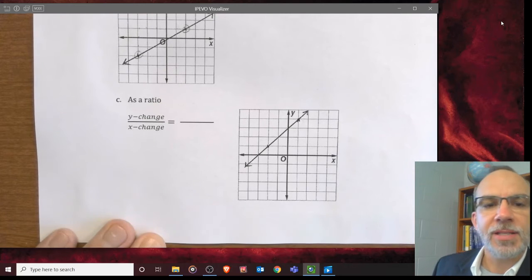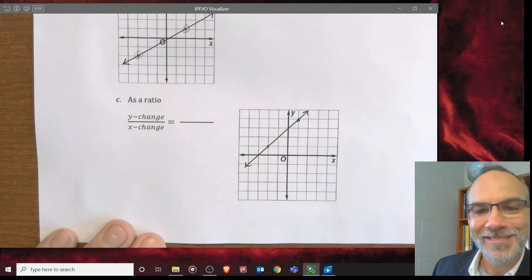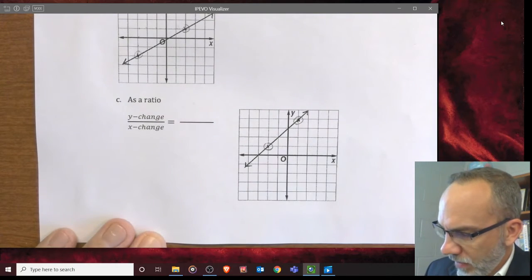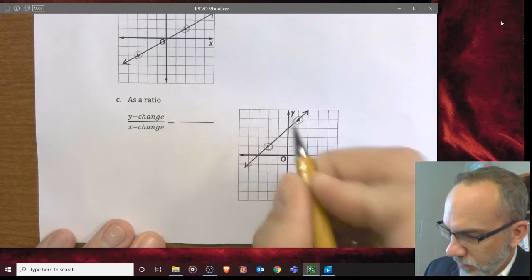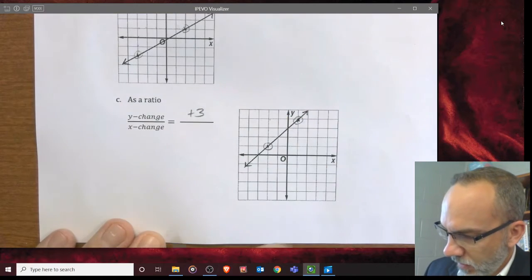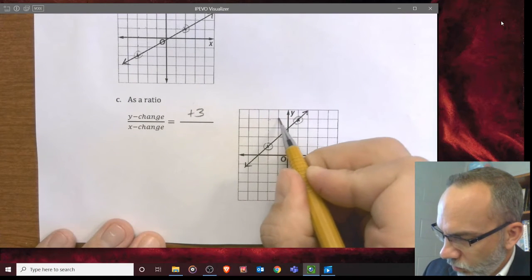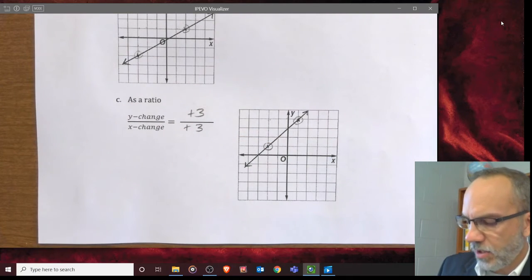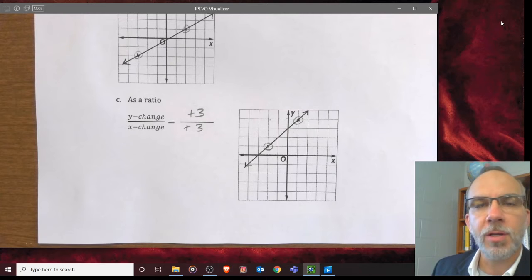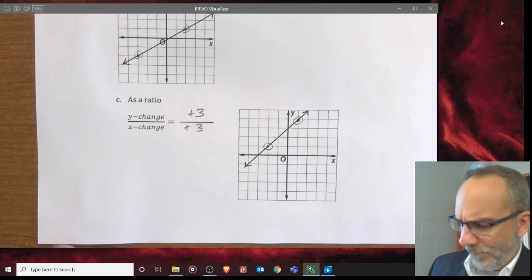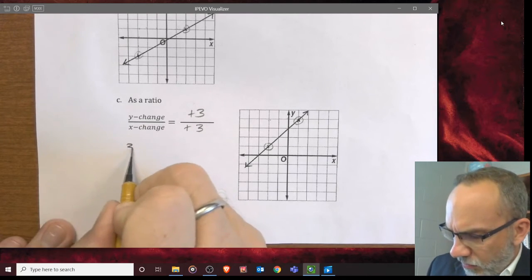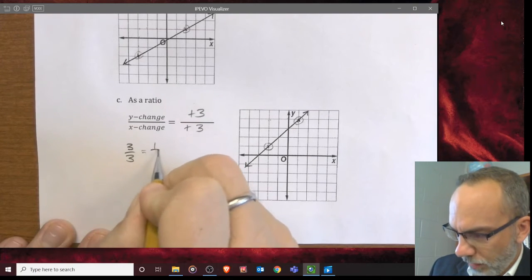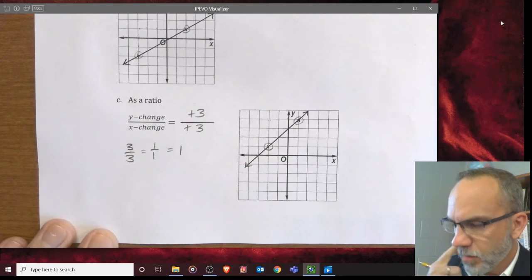Okay, now we're going to get down to it. How do we do it as a ratio? Here we go. Starting from this point, going to that point, do I go up or down first? I go up. 1, 2, 3. So that's a positive 3. And then I would go to the right. 1, 2, 3 units. So also positive 3 there. So what's my change as a ratio? Well, 3 over 3. If I were just to write that as a fraction, what does that reduce to? Doesn't it reduce to 1 over 1, which is just 1?